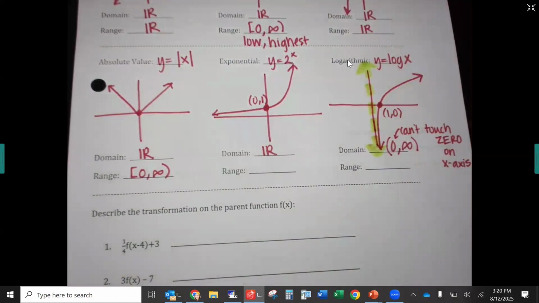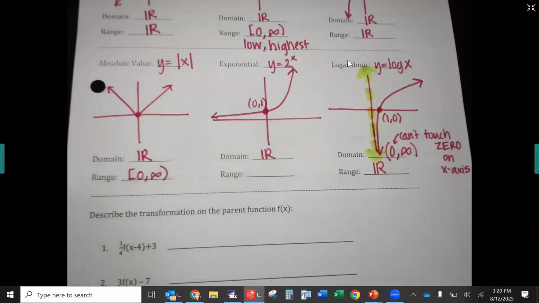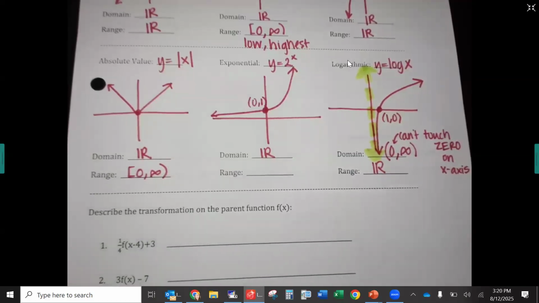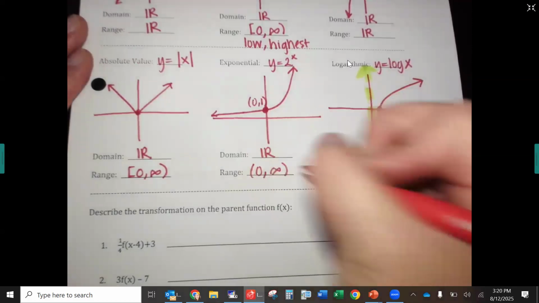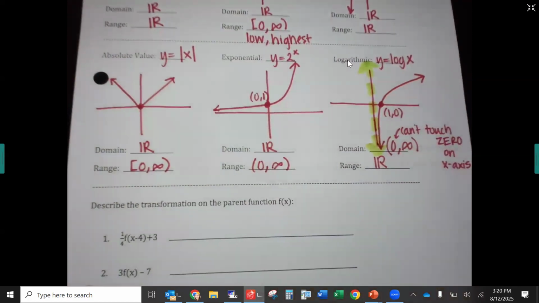For the range, which one of those is going to be all real numbers? Meaning it goes up forever and down forever. Logs. And then for exponential, remember I want to go lowest comma highest, but what's the lowest the exponential can go? 0, but can it touch it? No, so I'm going to give it a parentheses. So I'll go 0 comma infinity with a parentheses, meaning 0 is the lowest it goes, infinity is the highest, but technically I can't touch 0. And remember we said that's called an asymptote.